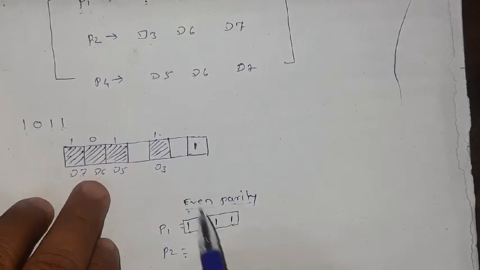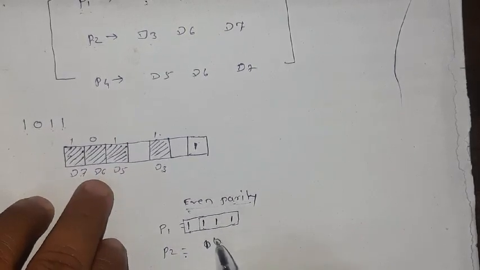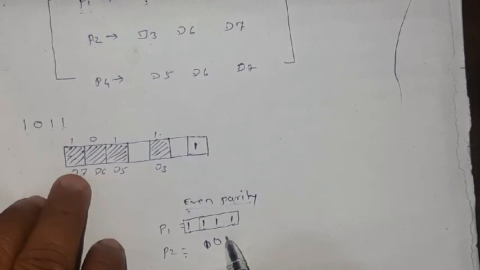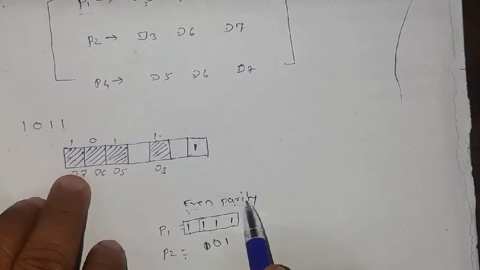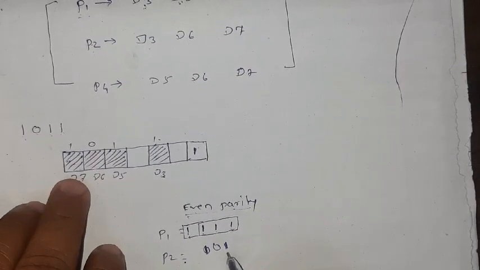D3 is what? D3 is 1. Then D6 is what? 0. And last, D7 is what? 1. We are dealing with even parity.